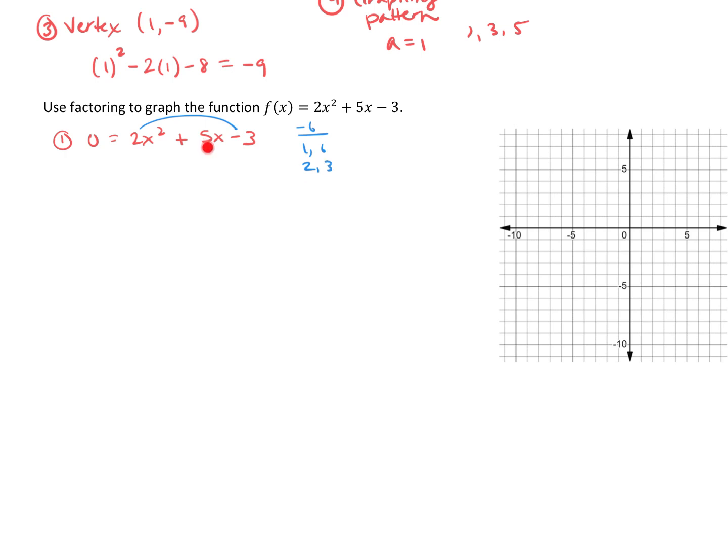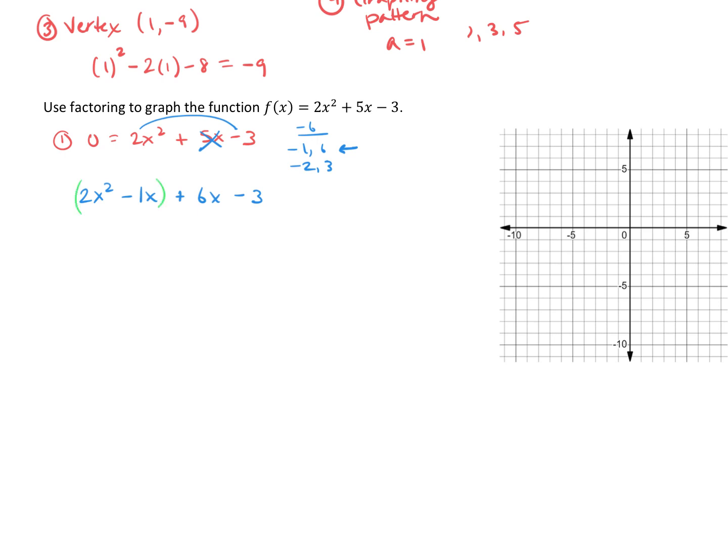When we have to add up to a positive number, remember our larger factors will have the same sign, positive, so I'm going to make the smaller factors negative. And now we're looking for the pair that adds up to 5, and that is a negative 1 and 6. So now we rewrite our expression. We're going to replace the 5x with a negative 1x and a positive 6x. The 2x squared and the minus 3 come down. And now we do our grouping.